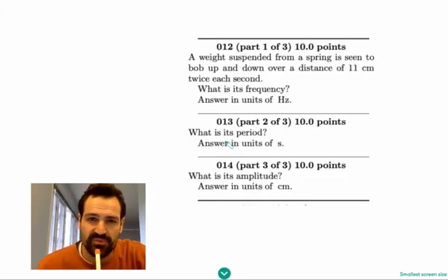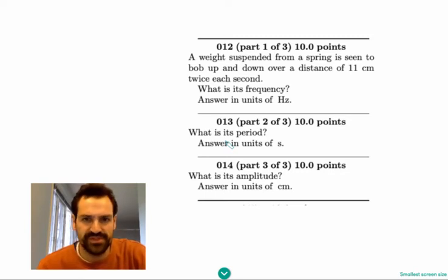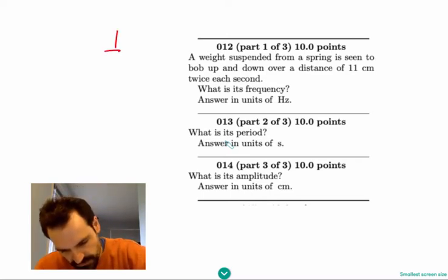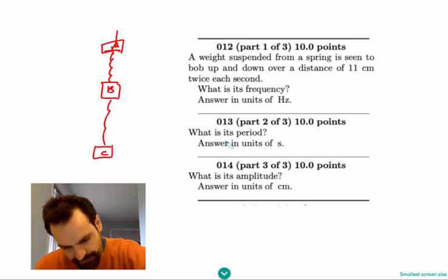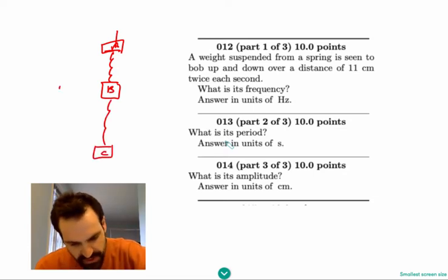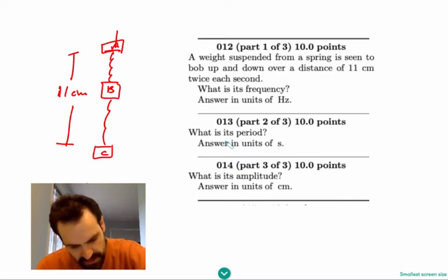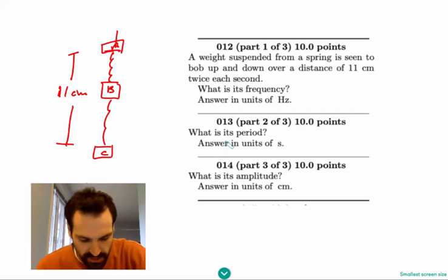All right, we have a 3-part problem. A weight suspended from a spring is seen to bob up and down over a distance of 11 centimeters twice each second. So we're going from position A, position B, position C, and bob up and down over 11 centimeters 2 times each second. So 2 oscillations per second. That's 2 hertz. That's our frequency.